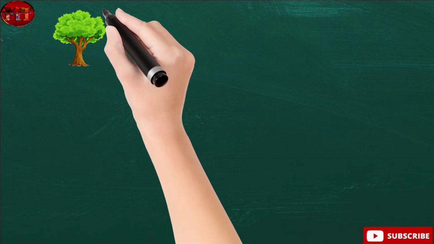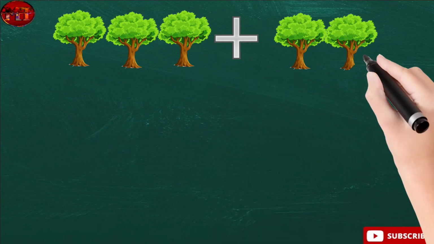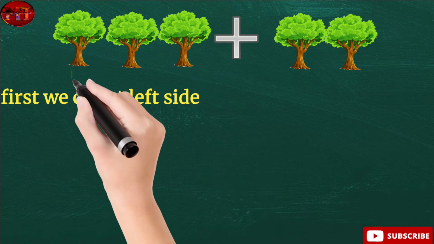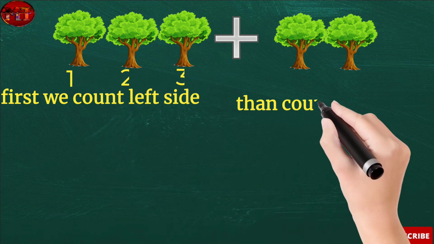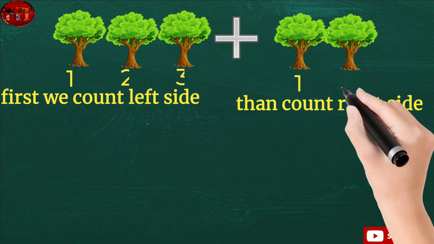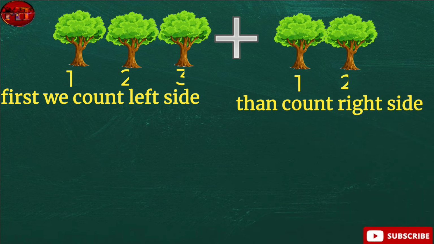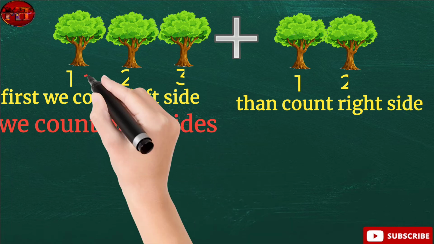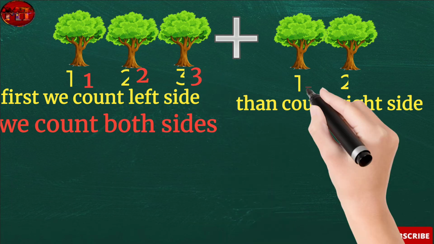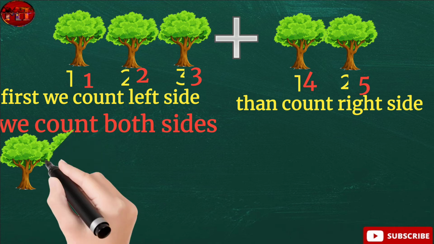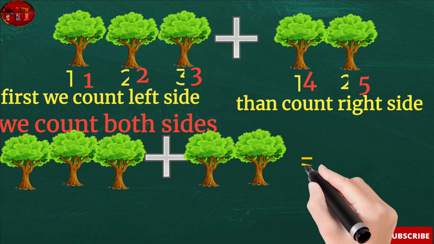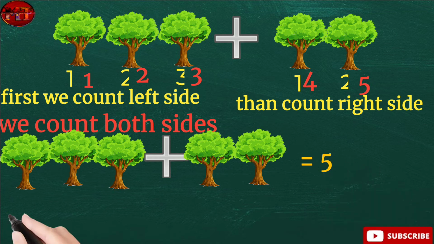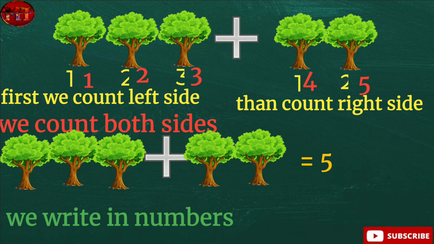3 tree plus 2 tree. First we count left side: 1, 2, 3. Then count right side: 1, 2. Now we count both sides: 1, 2, 3, 4, 5. So, 3 tree plus 2 tree is equal to 5 tree. Write in number 3 plus 2 equal to 5.